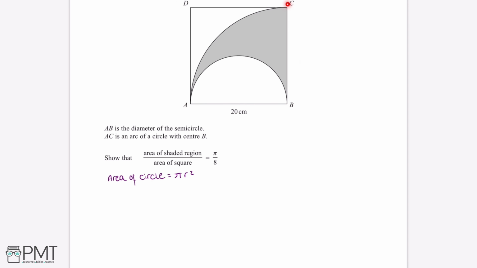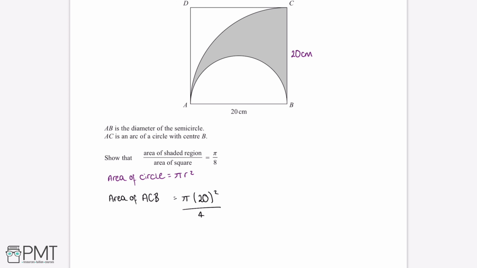So because ABCD is a square, all of the side lengths will be the same. So length BC will also be 20 centimetres. And this means that the radius of this quarter circle is 20 centimetres. So we can substitute this value into the area of a circle. So the area of ACB will be equal to pi multiplied by the radius, which is 20, squared. And then because this is a quarter circle, we can divide this all by 4.